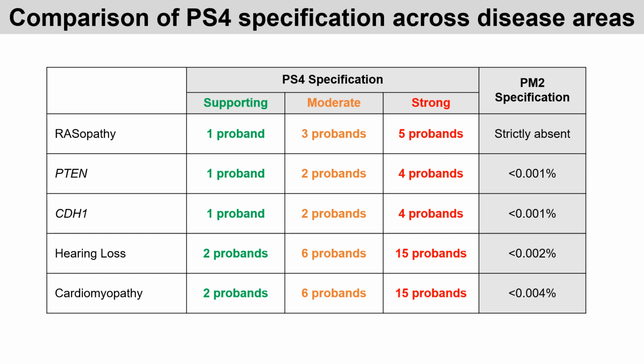And here's just an example of how some of the different expert panels have specified this PS4 rule. You can see that for diseases that are not as phenotype specific, like hearing loss and cardiomyopathy, they require more probands at each strength level compared to some of the more specific phenotypes like Noonan, in which there are less probands needed for each different strength level.